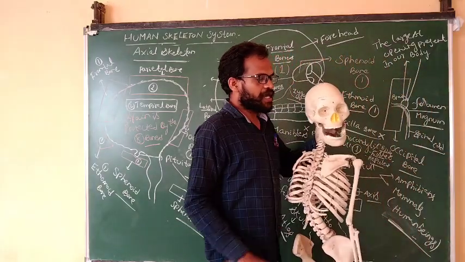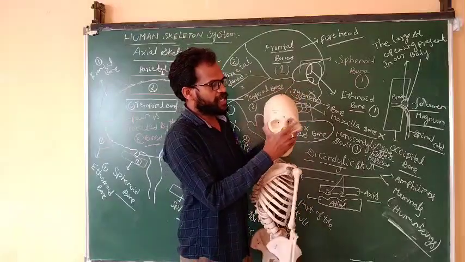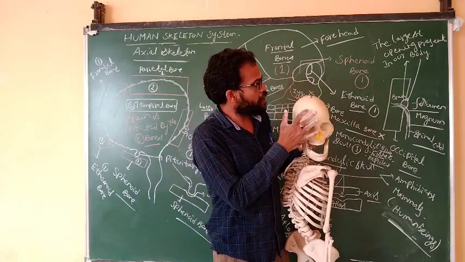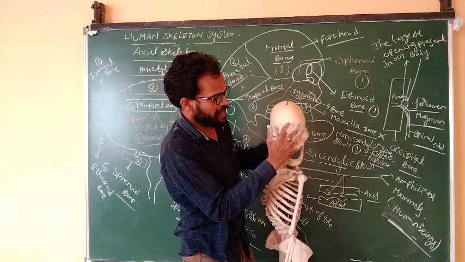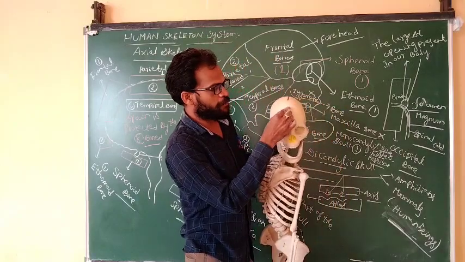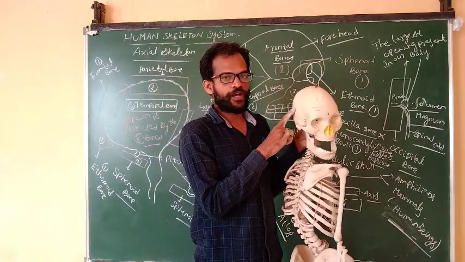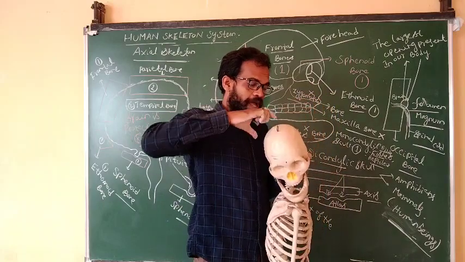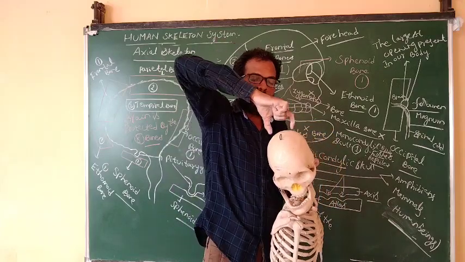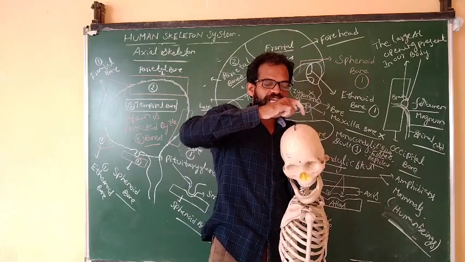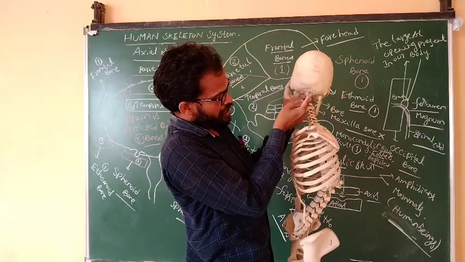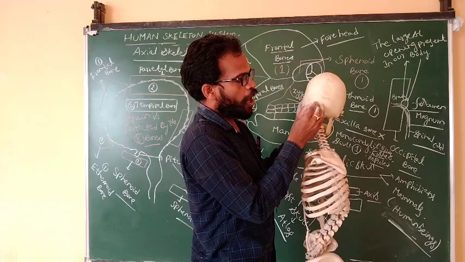See here, if you observe the skull parts, this is the entire skull. The first part is the frontal bone. How many frontal bones are present? Only one frontal bone. If you observe the parietal bones, see here, 1, 2, two parietal bones. They form the roof of the skull. And also, you see here, the occipital bone, which has a large opening. Occipital bone, 1 bone.